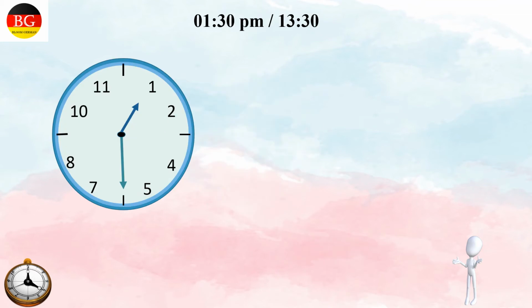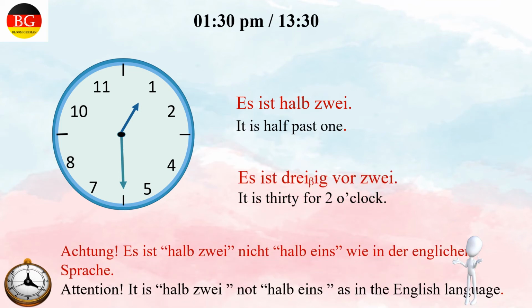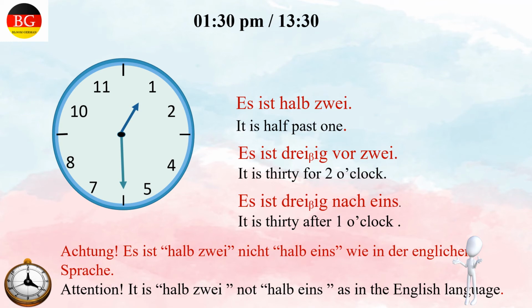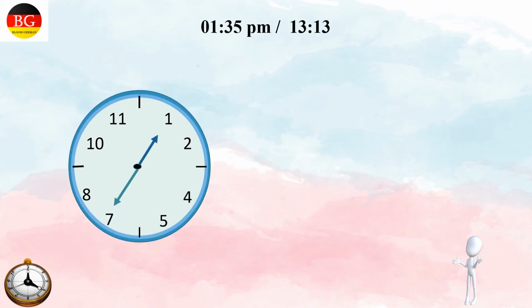Und wie spät ist es? Es ist halb 2. Now Achtung, here we are using halb 2 und nicht halb 1 as in English Sprache. Another way of telling it is es ist 30 vor 2, 30 for 2 o'clock, 30 minutes left for 2 o'clock. Oder es ist 30 nach 1, 30 after 1 o'clock.